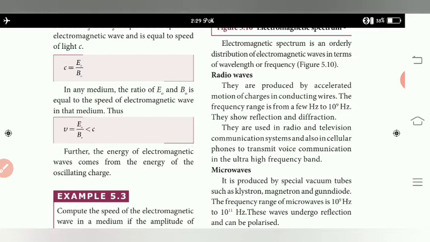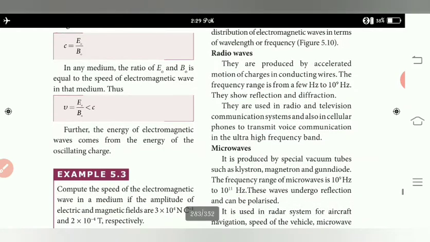They are also used in radio and television communication systems, and in cellular phones to transmit voice communication in the ultra high frequency band. Important: by the ultra high frequency band, we can use it in the cellular phone.